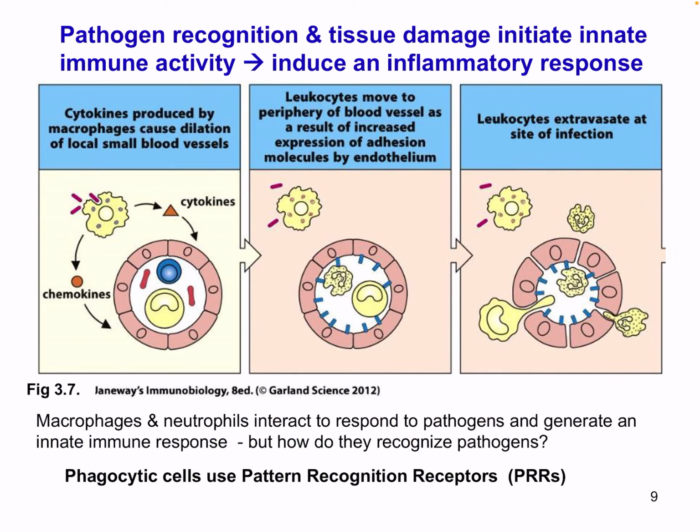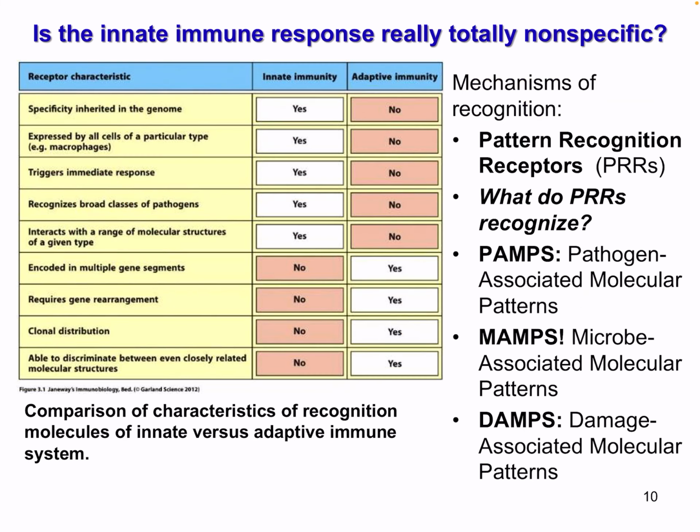Our cytokines, which are produced by our macrophages, cause dilation of small blood vessels. The leukocytes move to the periphery of the blood vessels as a result of increased expression of adhesion molecules, and we'll discuss these later. Some of them include ICAM, intercellular adhesion molecule, but we'll get to those later. And then the leukocytes extravasate to the site of infection. Macrophages and neutrophils interact to respond to pathogens and generate an immune response. But how do they recognize these pathogens? They do so through pattern recognition receptors, which we'll talk about now.